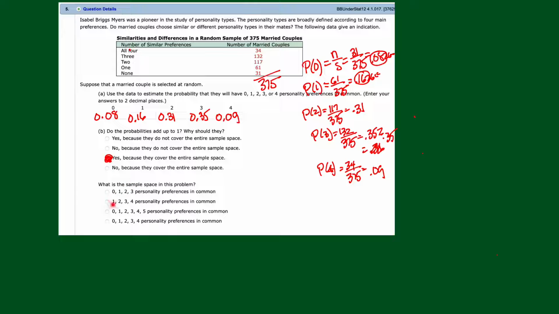And the last part, what is the sample space in this problem? Well, the sample space is a set of all possible outcomes. So what could you get? How many preference types could you have in common? Well, you could have 0, 1, 2, 3, or 4. One option doesn't include 4. That's no good. Another doesn't include 0. Where's the 5? That makes no sense. How about this one? The possibilities are 0, 1, 2, 3, 4. All right, there we go. That is the sample space to this problem.